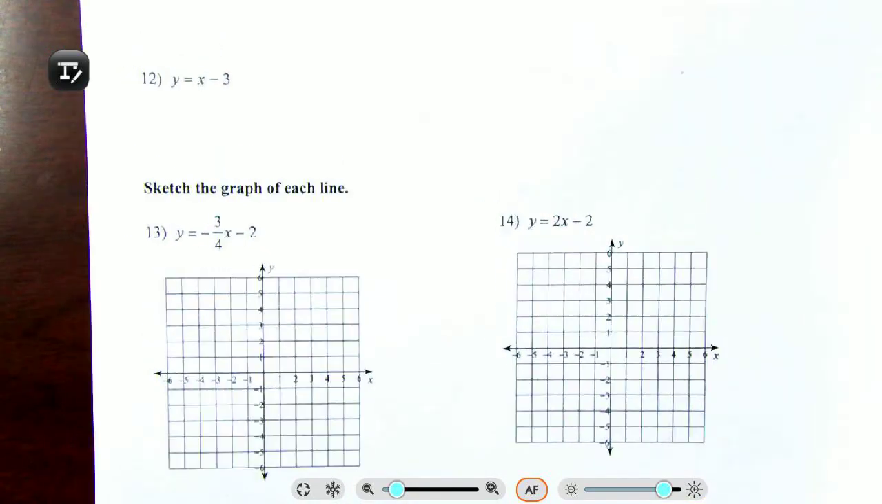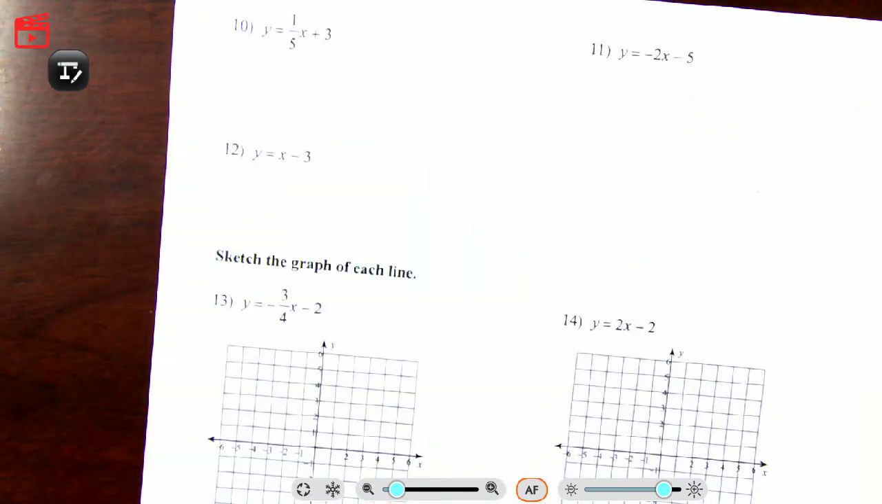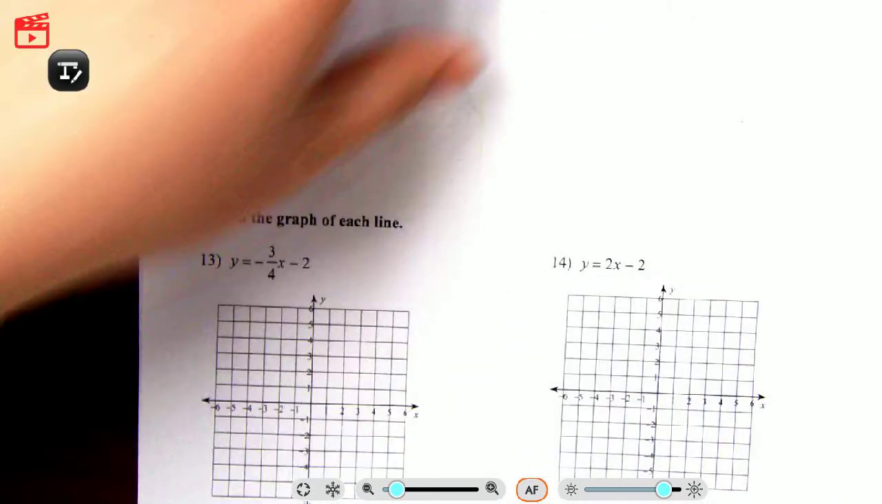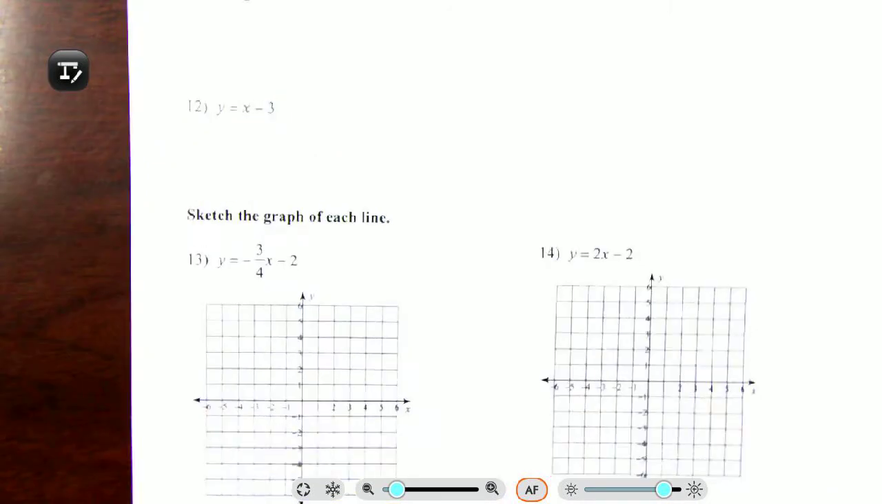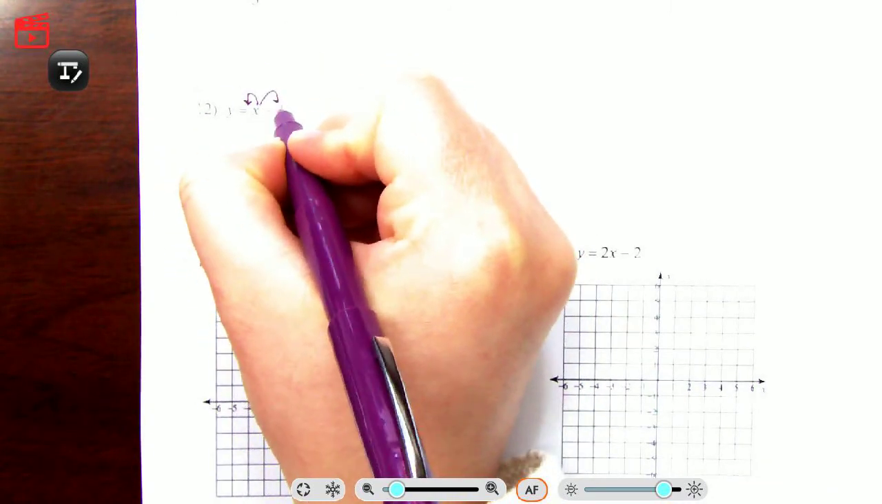Number 10. Let's not do number 10. I want to work on number 12 instead. It's asking for the slope. Let me read the directions. It's super important to read the directions. Find the slope. Yes. So all we need to do is identify the slope. Again, slope is the number in front. The y-intercept is the number behind.